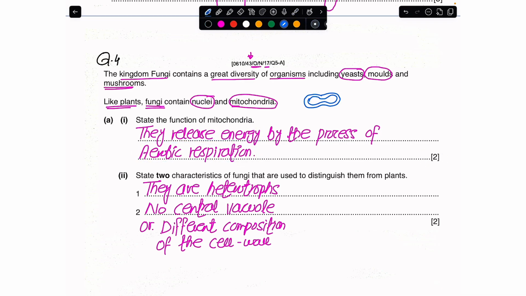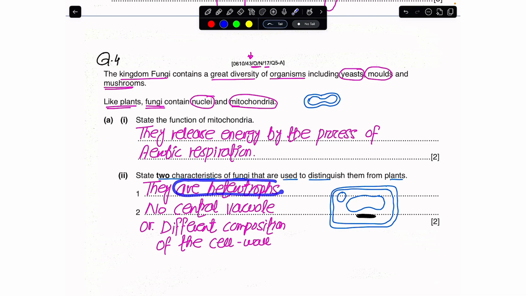Further, the second part asks: state two characteristics of the fungi that are used to distinguish them from the plants. Now, for the plants, what we know is that they have got their cell wall, their cell membrane, then this large permanent vacuole, then the nucleus, and they also have a distinct organelle that allows them to photosynthesize, and this would be their chloroplasts. Now you know that the plants are autotrophs because they make their own food with the help of their chloroplasts.